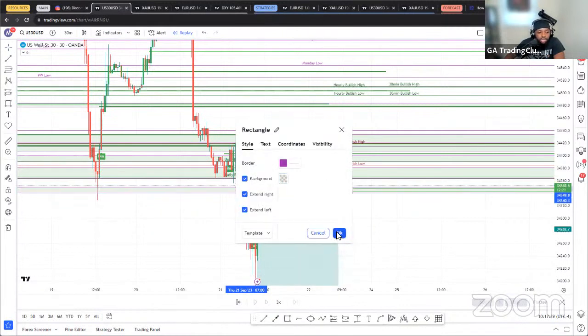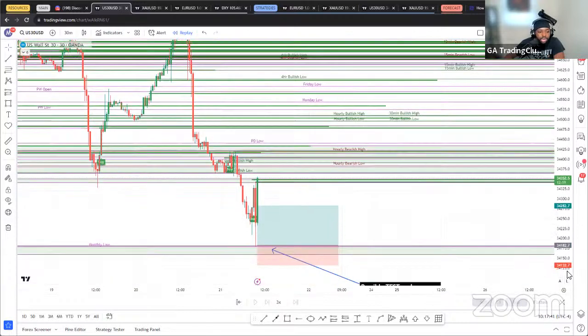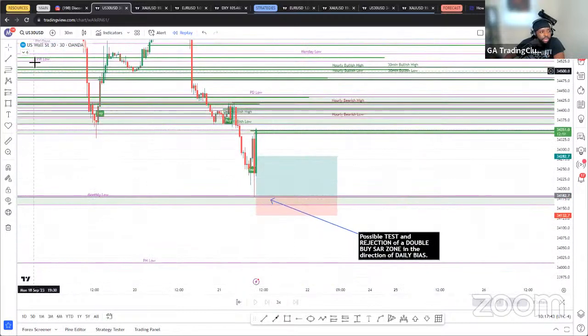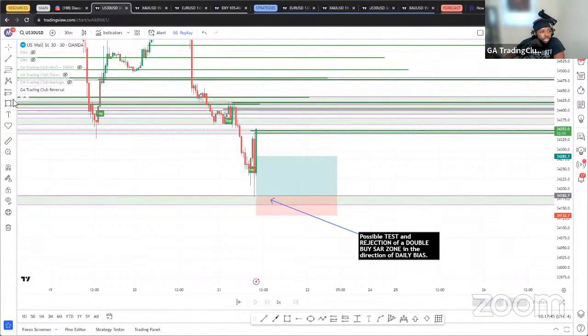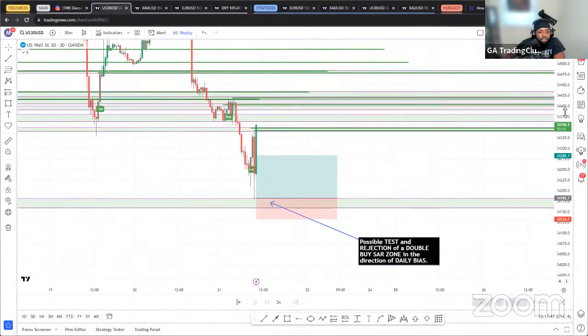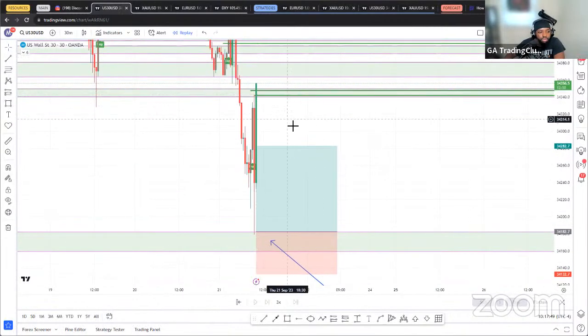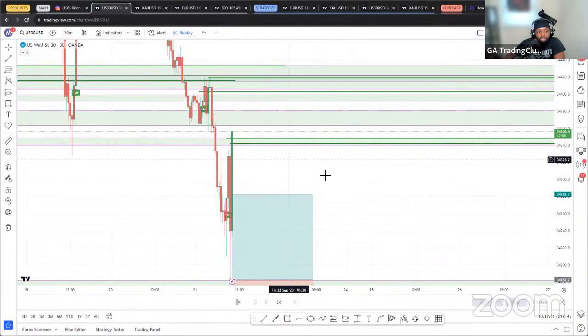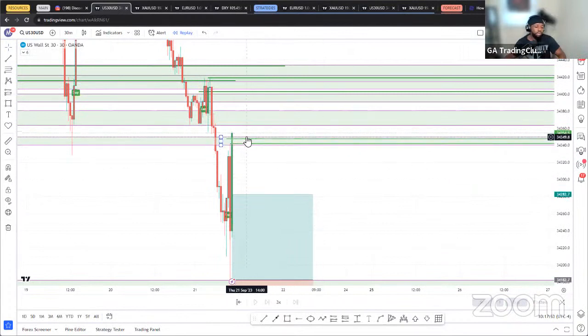There's always entries, that's why I go ahead and mark them up. As much as this would have been the better entry for me, US 30 just formed a double SAR on the 30-minute. So you can get another buy for US 30 around this zone.